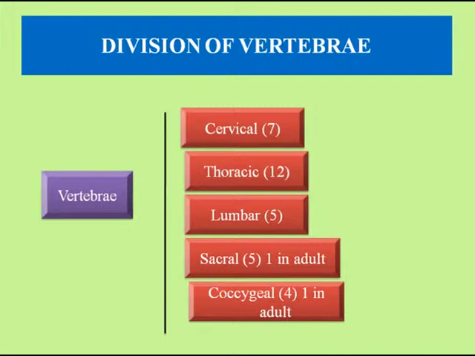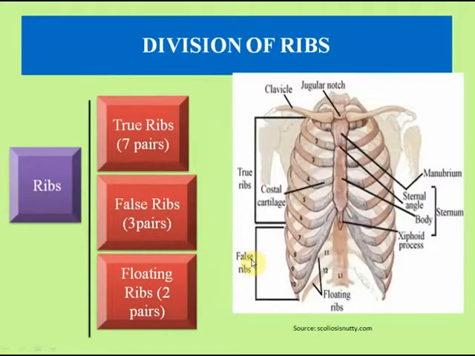Without vertebra, without spinal cord, or without backbone, these are synonyms of vertebra. We can't think about the skeleton. So vertebrae are of the following types: cervical vertebra, 7 in number; thoracic, 12 in number; lumbar vertebra, 5 in number; sacral, 5 in number when in fetus form, but in adult it is 1 in number. Coccygeal vertebra is 4 in fetus and 1 in adult. So these are the divisions of vertebra.